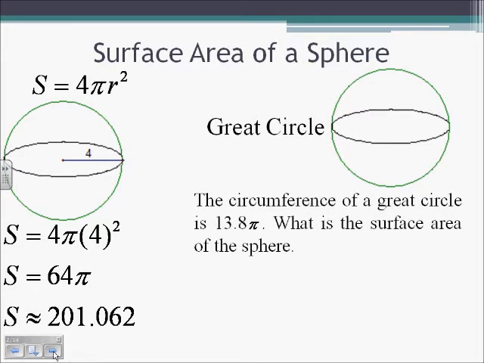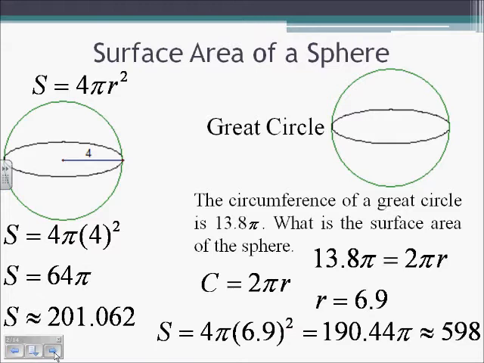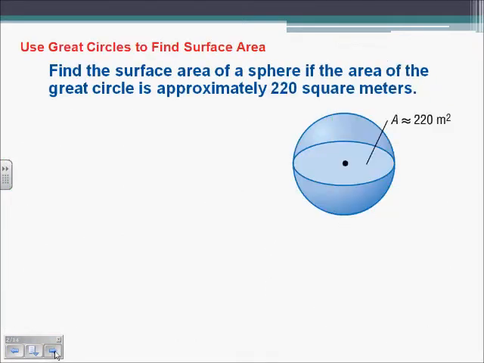The circumference of a great circle is 13.8 pi. What is the surface area of that sphere? So we know a circumference is always going to be equal to 2 times pi times a radius. We need the radius to find the surface area. So we can set our 13.8 pi for the circumference equal to 2 pi r, solve for r. R is going to end up equaling 6.9. We plug that in then to our surface area formula, so we'll have 4 times pi times 6.9 squared. That's going to be approximately 190.44 pi, which is approximately 598.